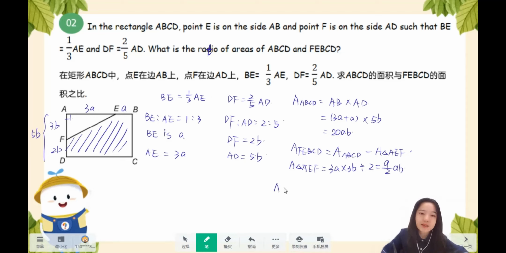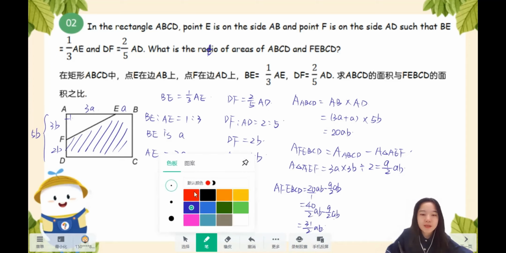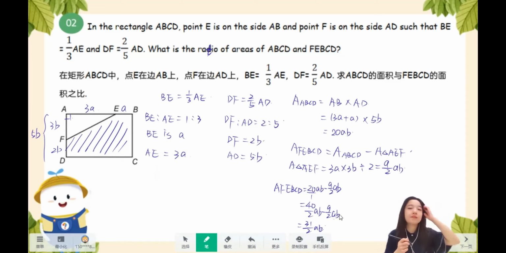In this way, we can get the irregular shape FEBCD's area should be 20AB minus 9 over 2 AB. So we can consider 20 as 20 over 1. To make that into an equivalent fraction, it will become 40 over 2 AB minus 9 over 2 AB. So it is 31 over 2 AB. Now, because I don't have enough space, I put the conclusion here.